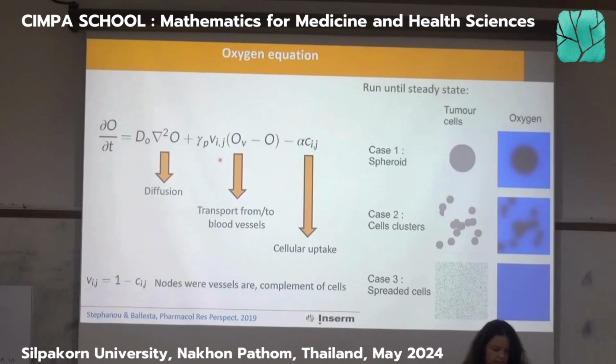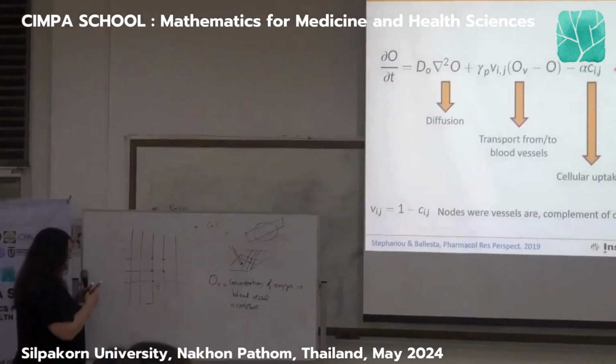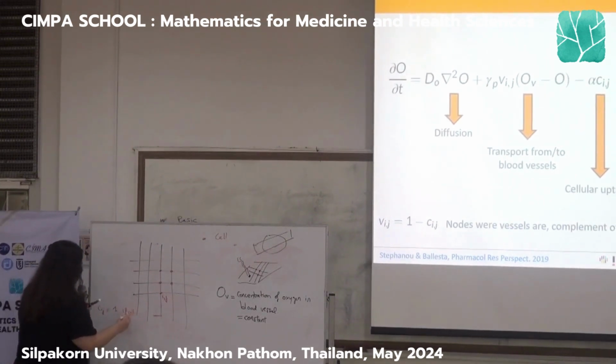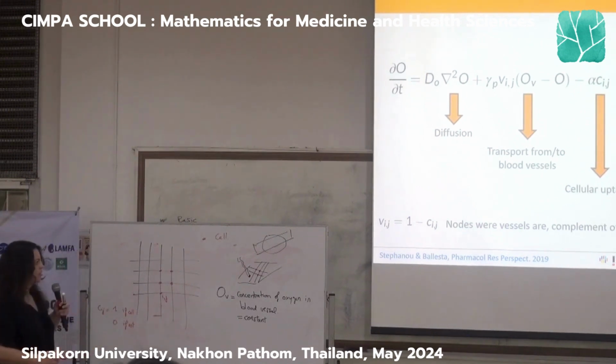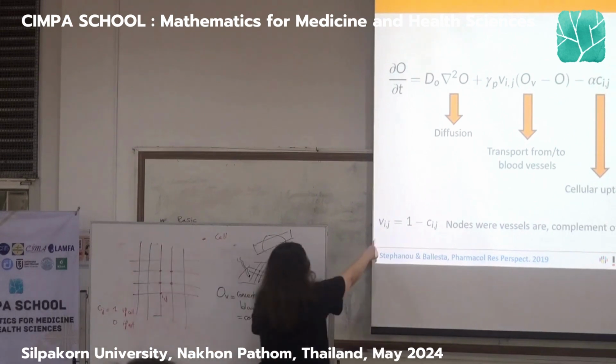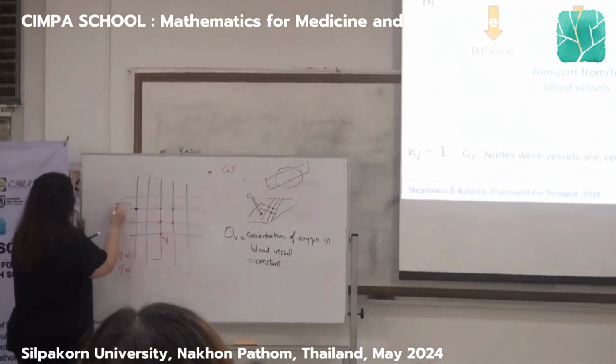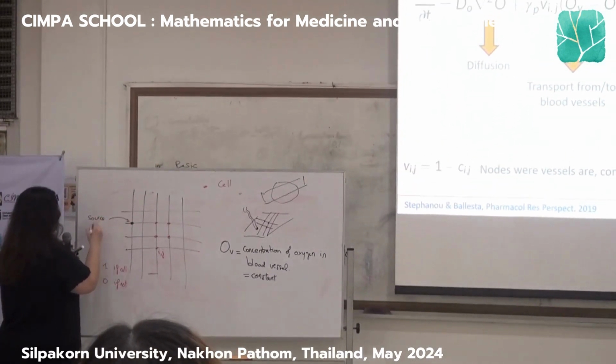And basically, maybe I should have said that C_ij are the cells. So here my coordinates would be i, j, okay? And C_ij will just be equal to 1 if there is a cell, and equal to 0 if not. And V_ij is just the complement. So whenever there is not a cell, we assume that there is a source of oxygen. So this is here, for instance, the source of oxygen.